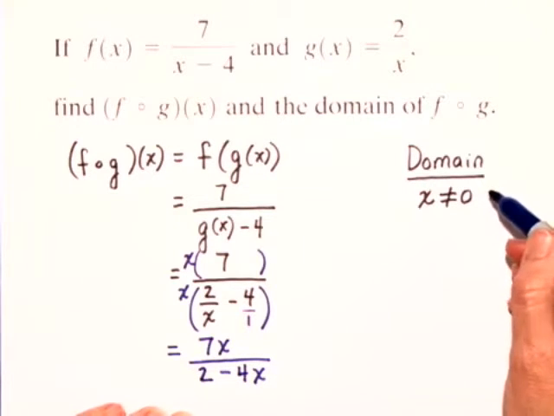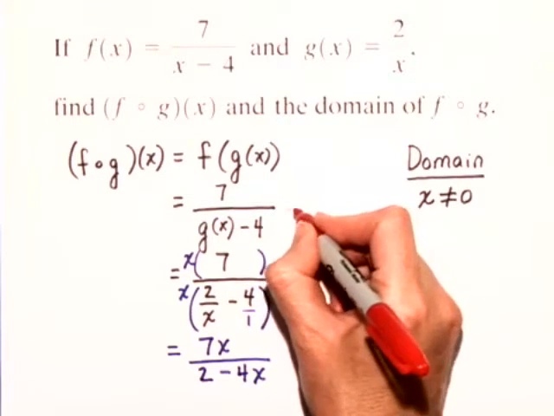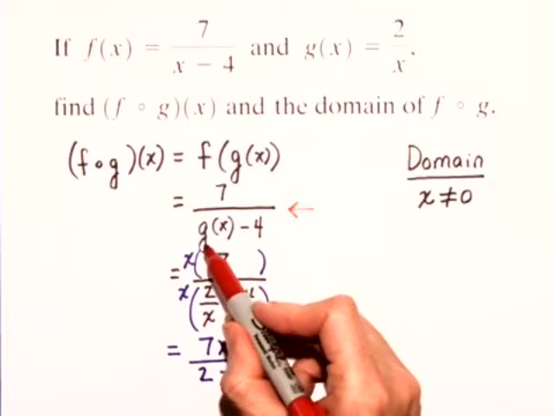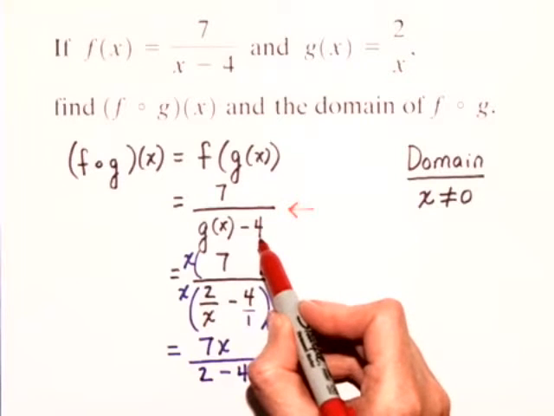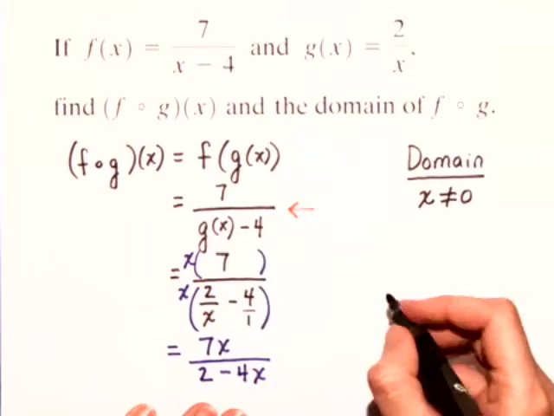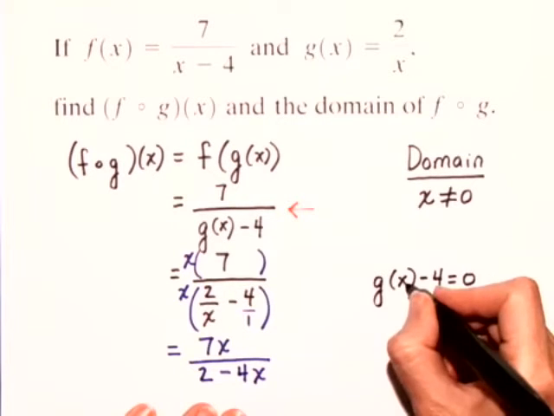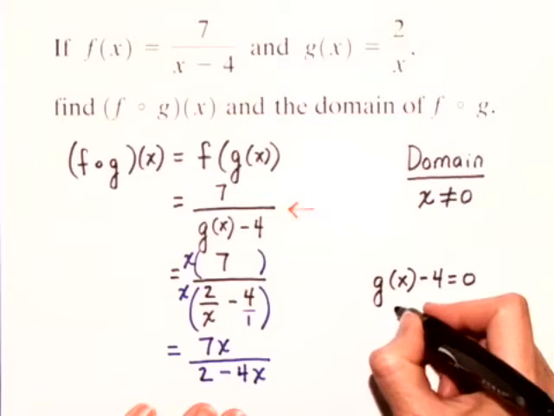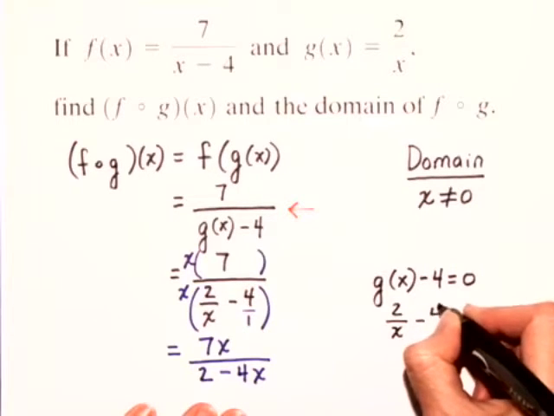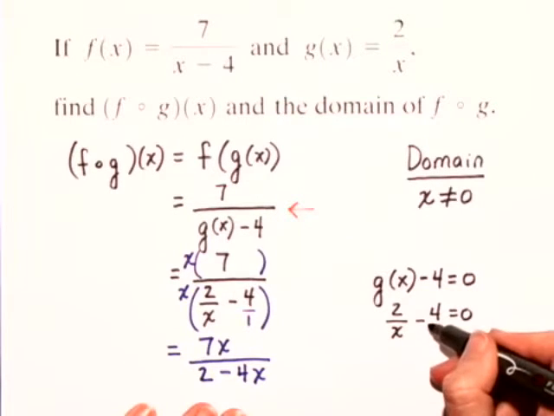Now, I said we needed to talk just a little bit more about the domain. With our new composed function, we also have to consider any value that creates a 0 in the denominator. The reason I wrote this step right here, where I'm putting the red arrow, is because I want to find out what makes the denominator 0. So the denominator is 0 anytime g of x minus 4 is equal to 0. Well, g of x is really 2 over x. So anytime 2 over x minus 4 is equal to 0, our new composed function would have a denominator of 0. This is an easy problem to solve.